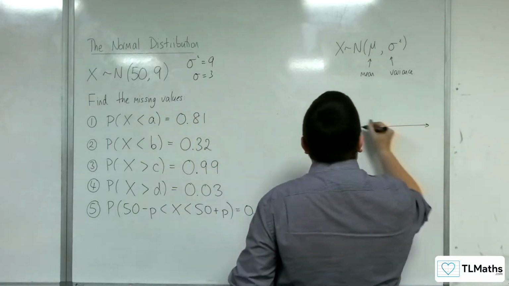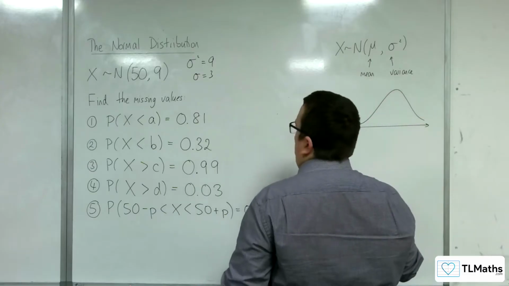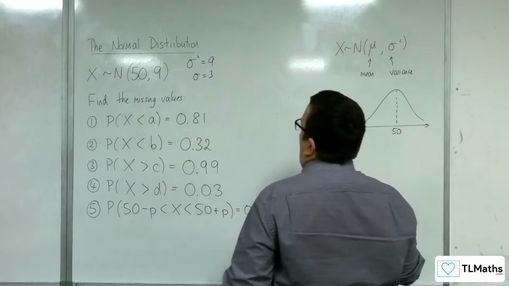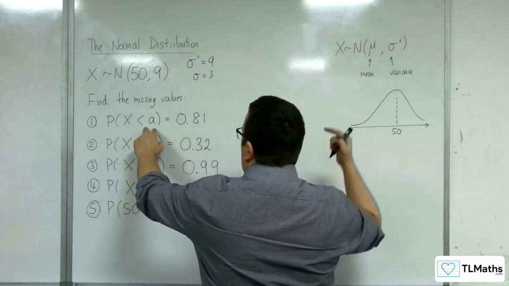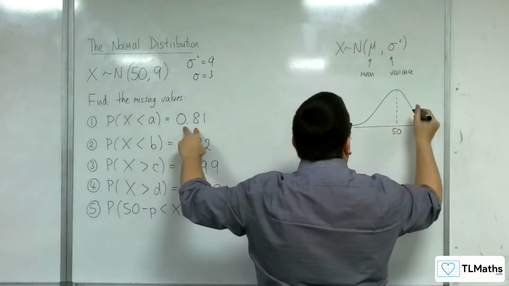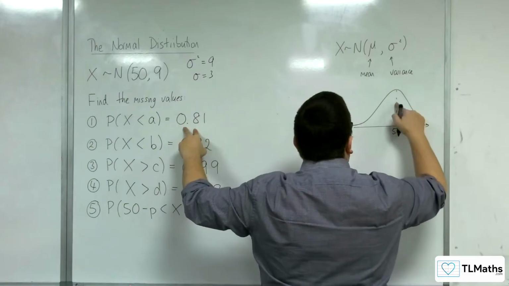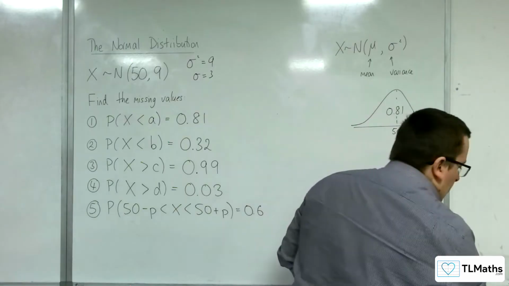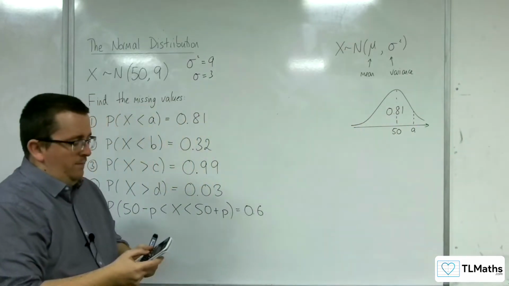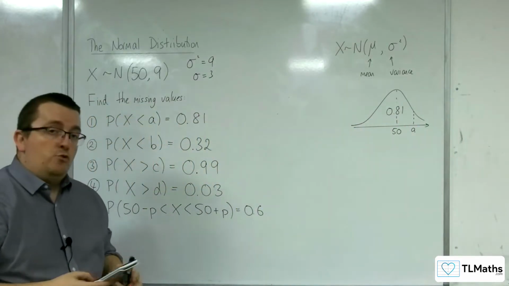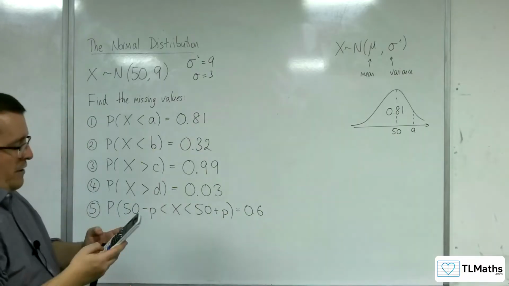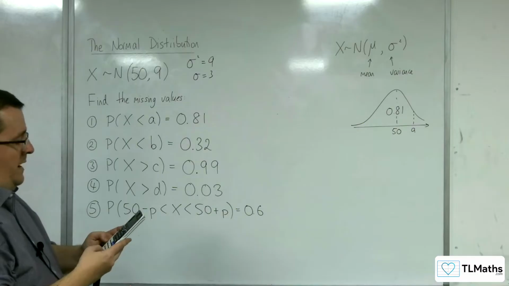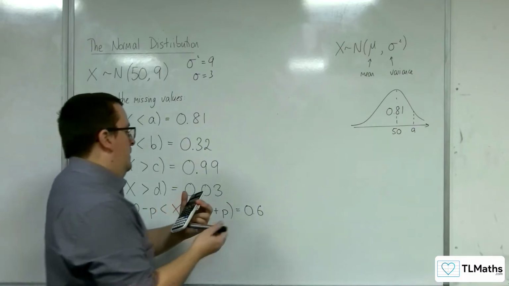I'm going to draw a little diagram to see what's going on. So here we've got the mean at 50. We want to find the value of A such that the probability to the left is 0.81. So A would have to be over here for that to be 0.81. So I can go straight to my calculator, go to menu, number 7, and number 3 for inverse normal. The area is 0.81. The sigma is 3 and the mean is 50.